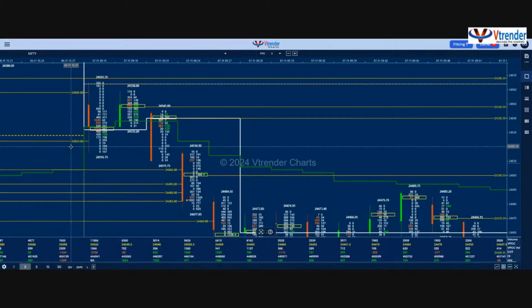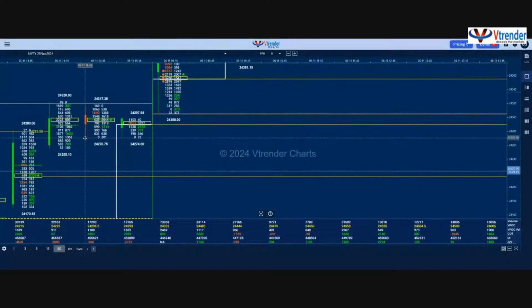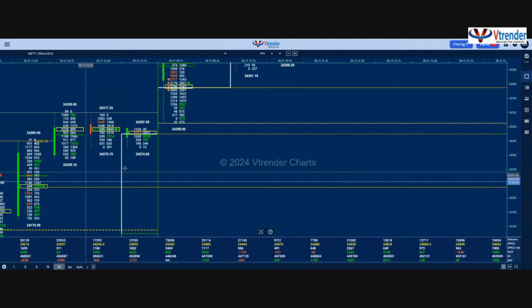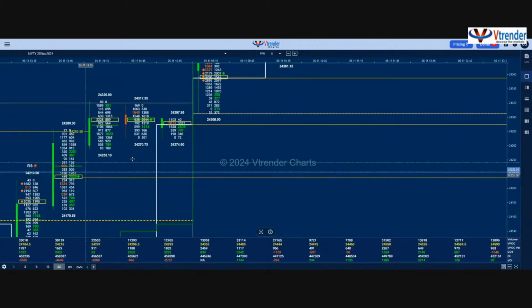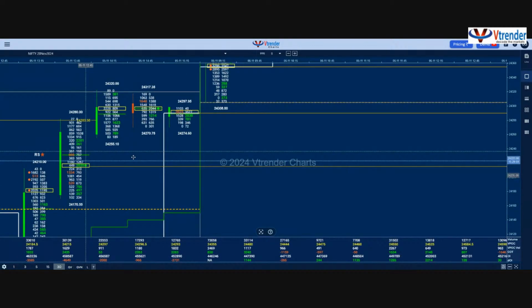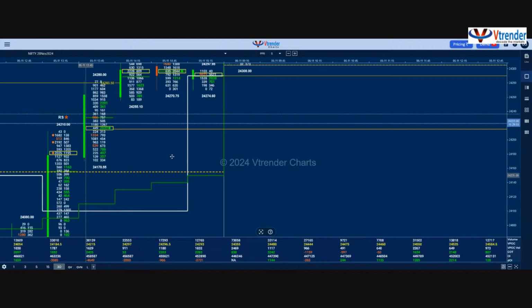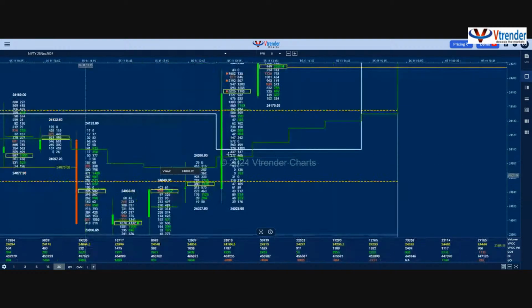So at Vtrender, what we do is we follow the 30-minute and the 3-minute combination. So 30-minute order flow we have for the bias, the longer term bias, and the 3-minute order flow is for our trade execution. So if I just take you back to the 5th of November chart, this is the 30-minute order flow chart. We will have a look at the 30-minute order flow chart and then we will come to the 3-minute order flow chart.